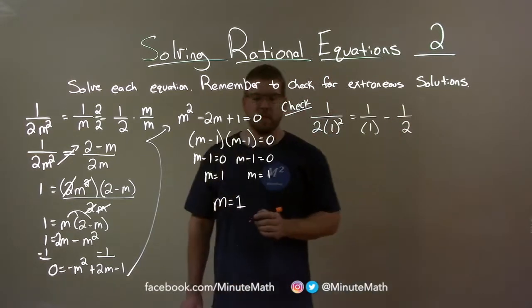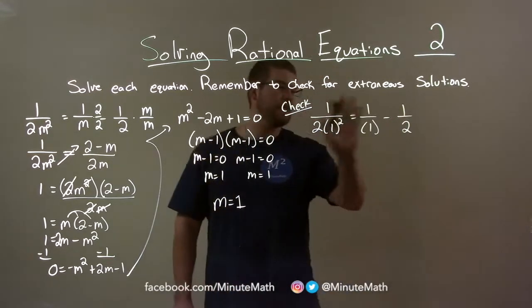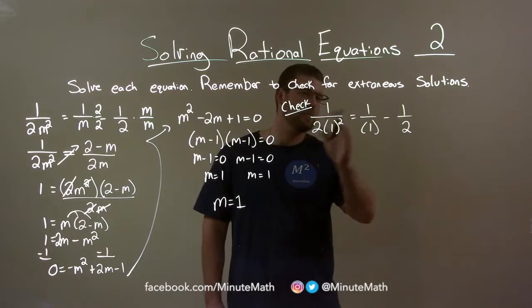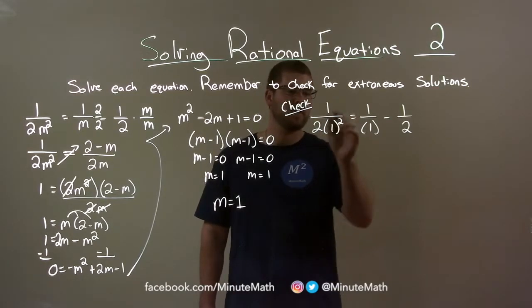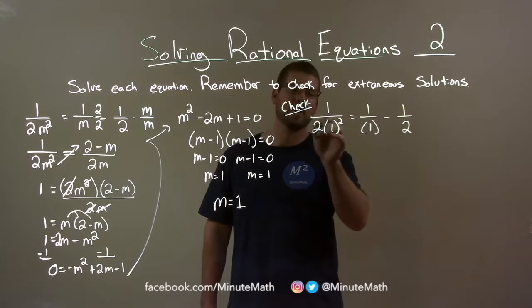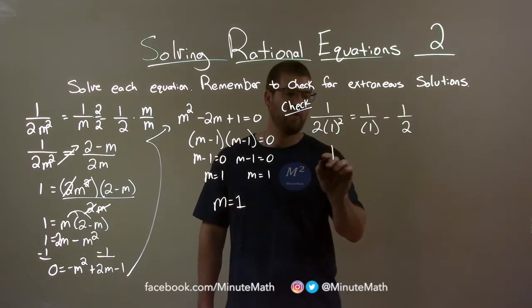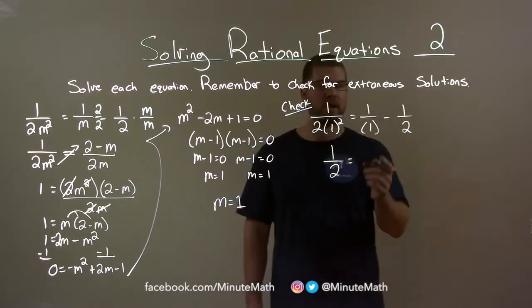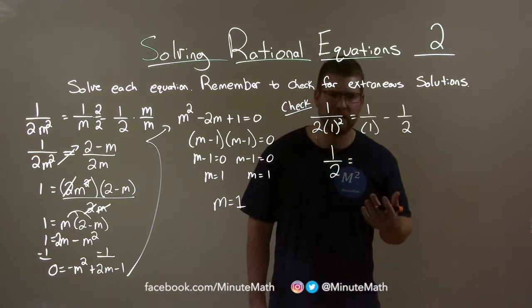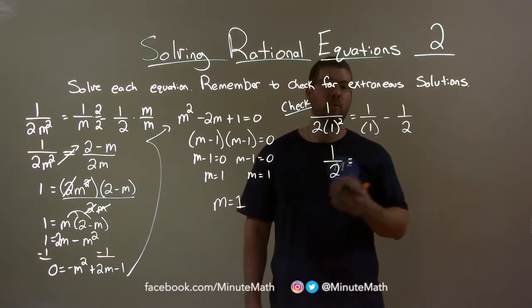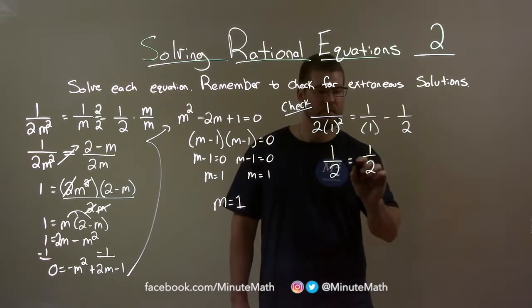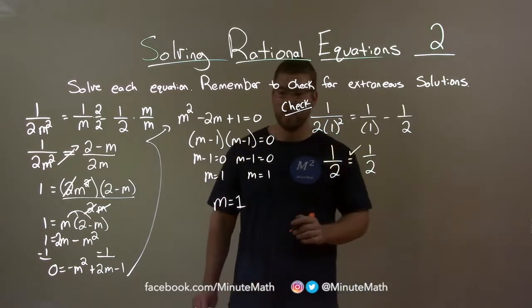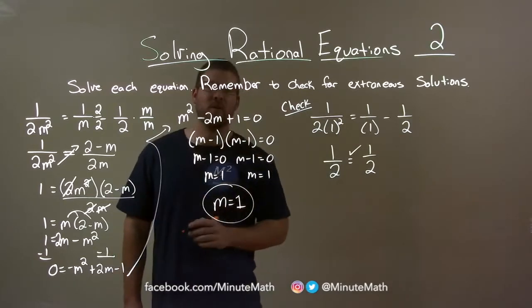Okay? Now, we're going to keep the left and right hand side separate and just simplify both of them and see if they're equal. So 1 squared is just 1, 1 times 2 is 2, so we have 1/2 here on the left. 1 over 1 minus 1/2, well 1 over 1 is 1, right? Minus 1/2 is 1/2. Left and right hand side are equal, meaning m equals 1 is our only true solution.